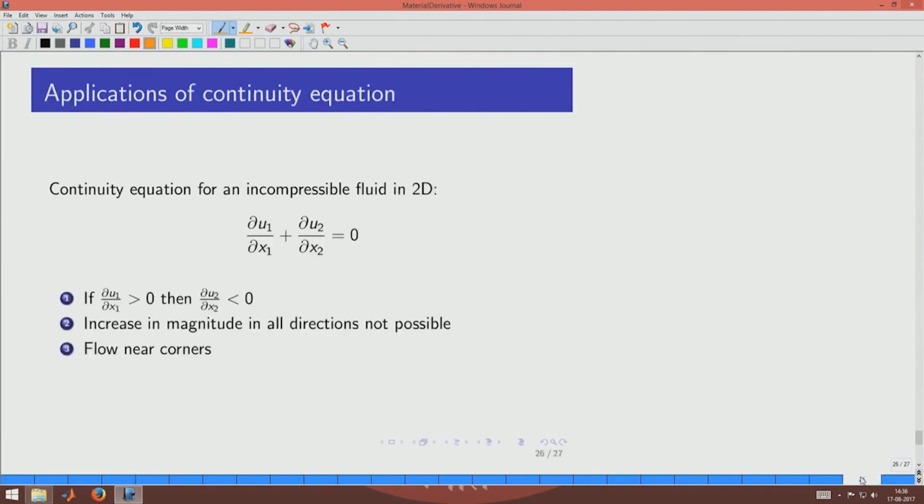And there is one more last application before we close to see how the continuity equation can be of use. So, consider the continuity equation in 2 dimensions. So, you have got this. What this implies is that if one of them is positive, the other one has to be negative, because the sum has to be 0. So, it implies that you do not have a luxury of having the velocities having a positive gradient in all directions. You cannot have magnitude increase in all directions. If it is increasing in one direction, in another direction it must decrease.